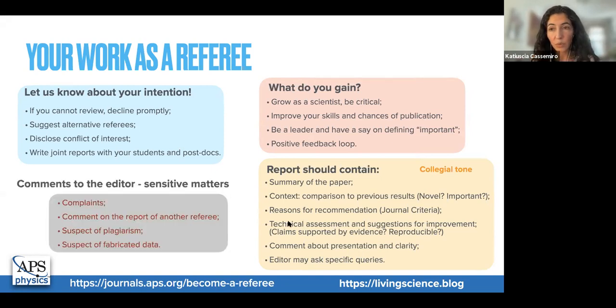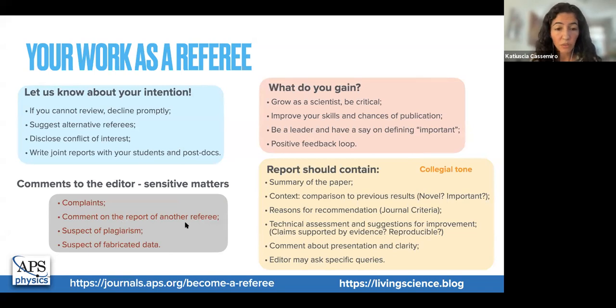When you are returning your report, in the Physical Review journals at least, there is a field where you can add comments that are exclusive to the editor, for example on ethical behavior. So if you suspect plagiarism, fabricated data, this kind of thing, tell the editor.